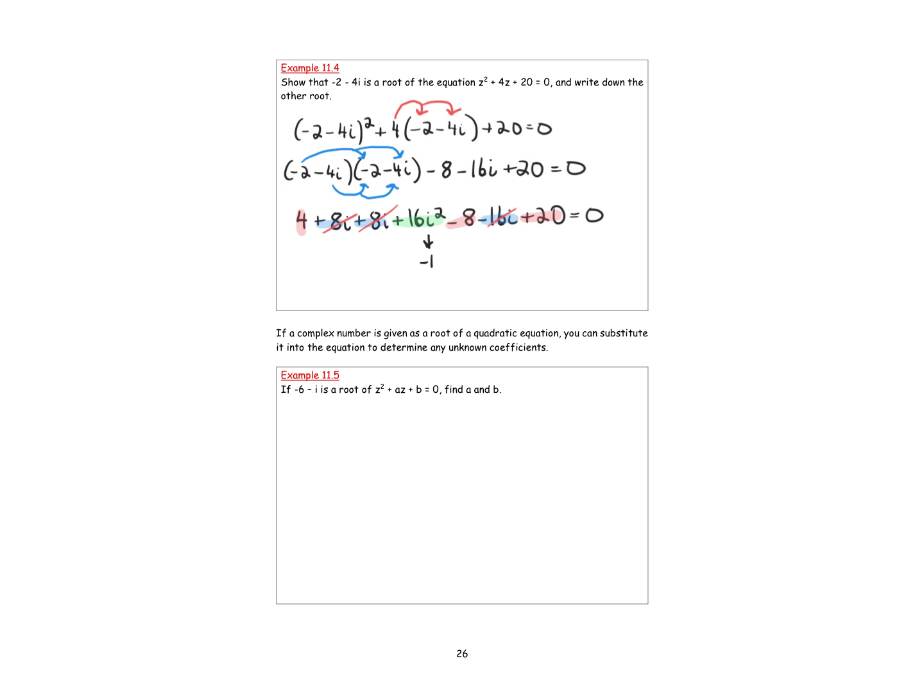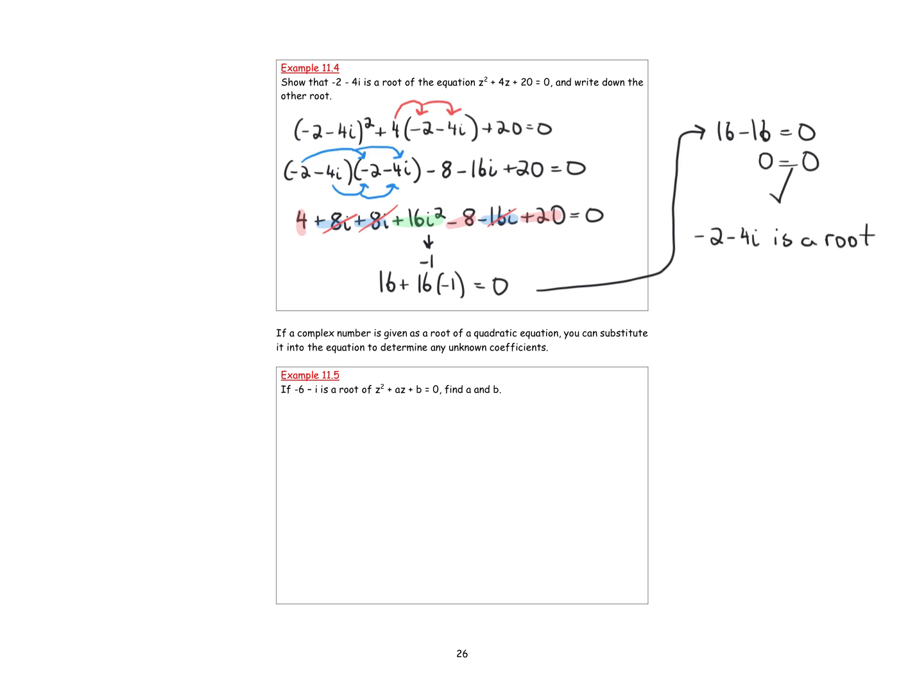Meaning we'll end up with 16 plus 16 times minus 1 is equal to 0, and we will end up with 16 minus 16 is equal to 0. Therefore, 0 is equal to 0, which is correct, meaning that minus 2 minus 4i satisfies the equation, meaning that minus 2 minus 4i is a root. The conjugate then will also be a root, meaning that minus 2 plus 4i is also a root.